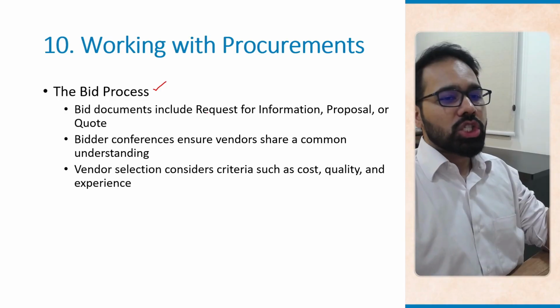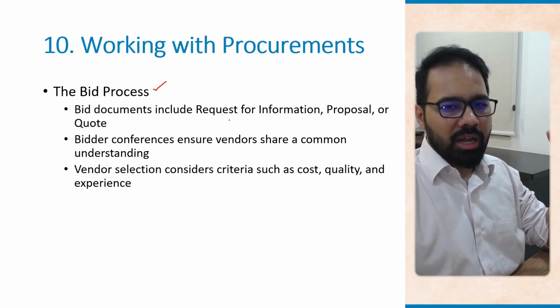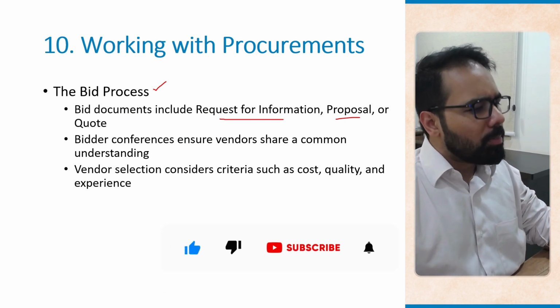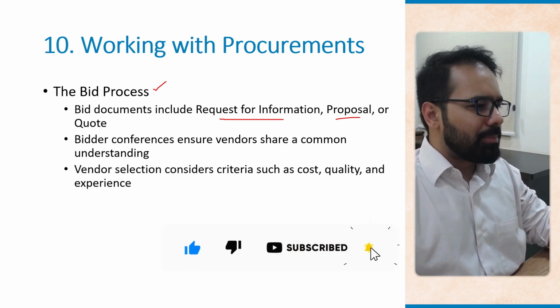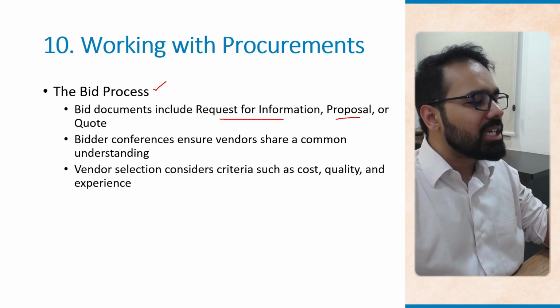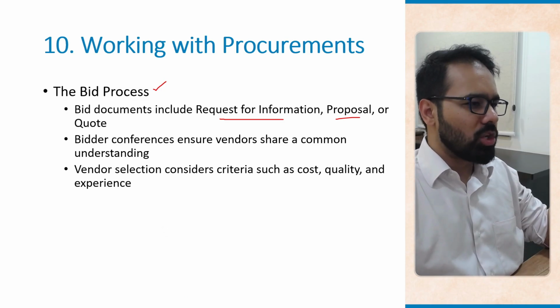All right, so bid documents include RFI, known as request for information, proposal, or even the quote, depending upon the complexity of the purchase. For example, a proposal might be requested for a custom built payment system for your e-commerce website.